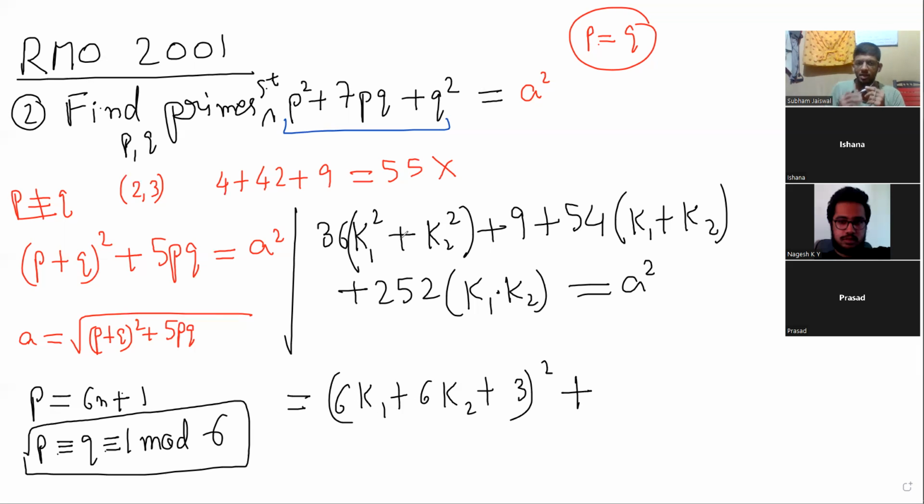36k1 square, 36k2 square is there, 9 is there. 18 into k1 plus k2 is being left out. And 252 minus 72 k1 into k2. Oh, k1 plus k2, k1 into k2. Okay. Yeah. So then you can do that and maybe see something, but I don't see anything. So I cannot say.